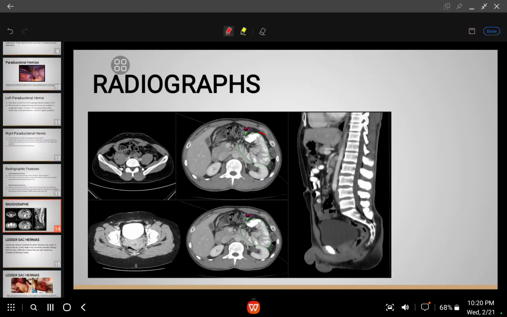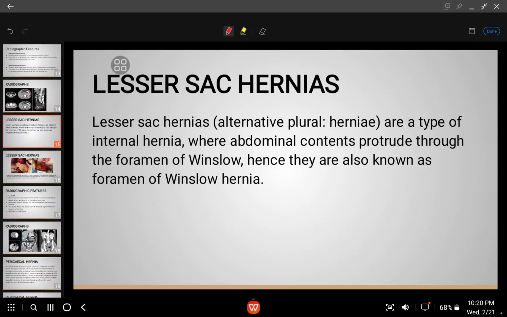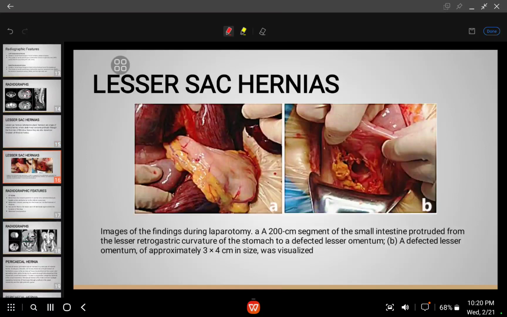Here we can see the inferior mesenteric vein. Lesser sac hernia is a type of internal hernia where the abdominal contents protrude through the foramen of Winslow. Hence, they are also known as foramen of Winslow hernia. So here are the images of the findings during the laparotomy.